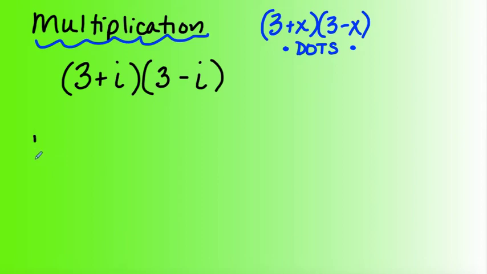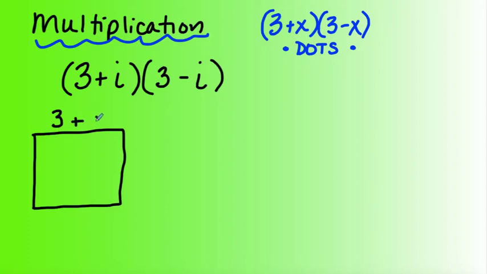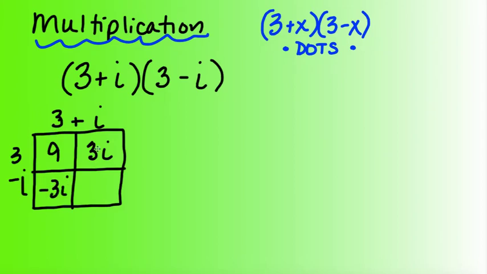So if I make my little Punnett square and multiply 3 plus i and 3 minus i, I get 3 times 3, which is 9, 3 times i, which is 3i, 3 times -i, which is -3i, and then i times -i would give me -i squared. If you notice, these are opposites, so they cancel. So I'm left with 9 minus i squared, which really does look like the difference of squares. Remember, this would be 9 minus x squared.